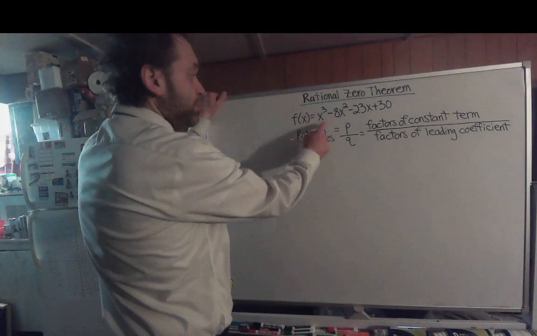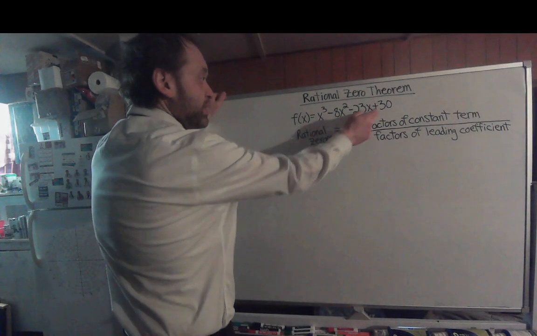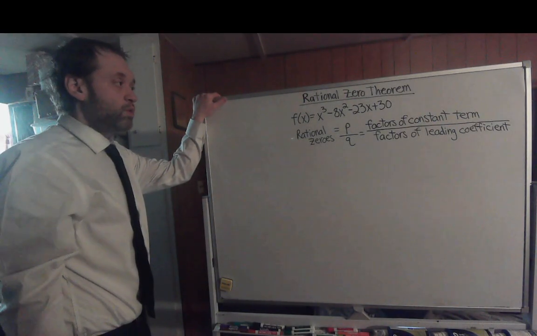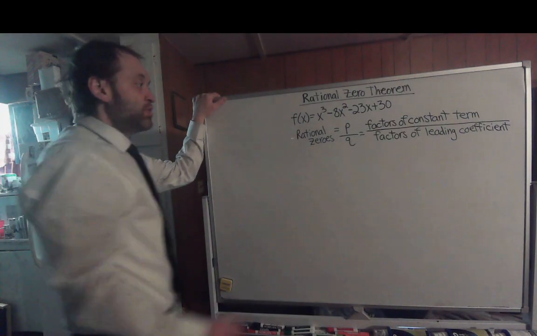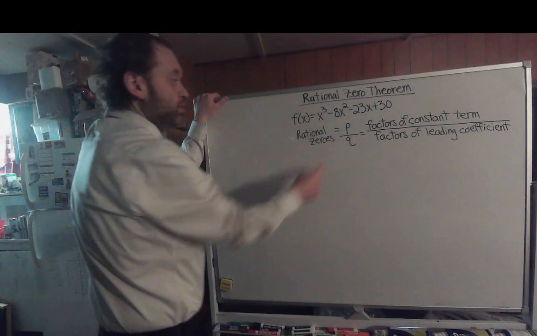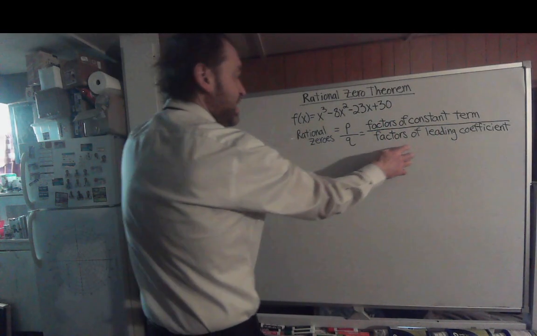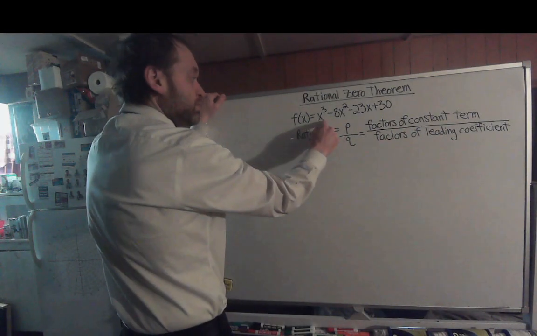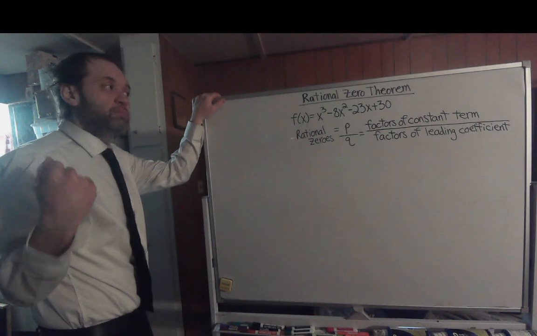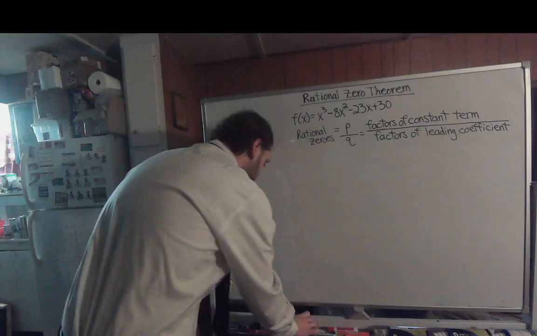But let's say we have a polynomial here. F of x equals x to the third minus 8x squared minus 23x plus 30. This definitely can't factor, right? So we're out of luck on that. Well, the rational zeros theorem states that if you take p over q, where p is the factors of the constant term, divided by the factors of the leading coefficient, your q, you'll come up with a list of rational zeros that could possibly be zeros. So how does this work is probably what you're wondering.